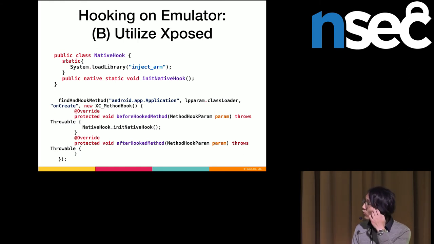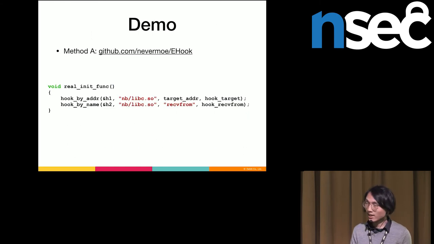So this is my tool, on my GitHub, to hook on the emulators, and it's based on method A. I didn't make one based on method B, and the usage is as simple as hook by address. You can pass the library and the target address to this hook by address function or hook by name function, and you can hook it.